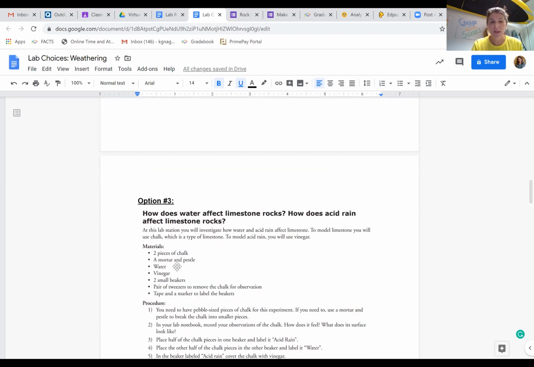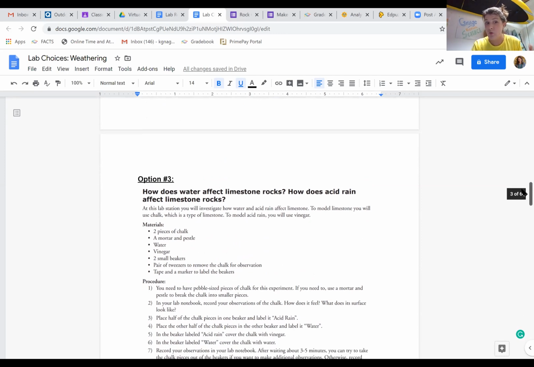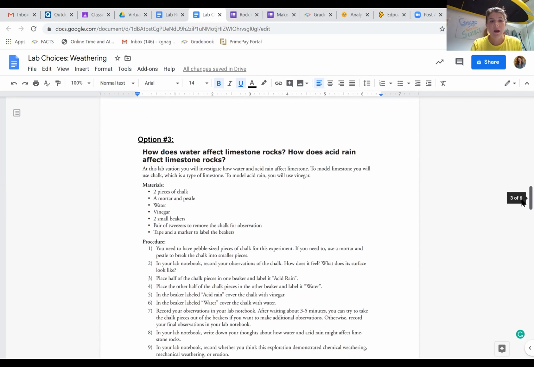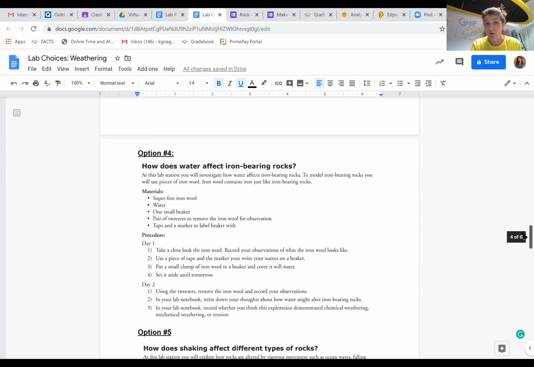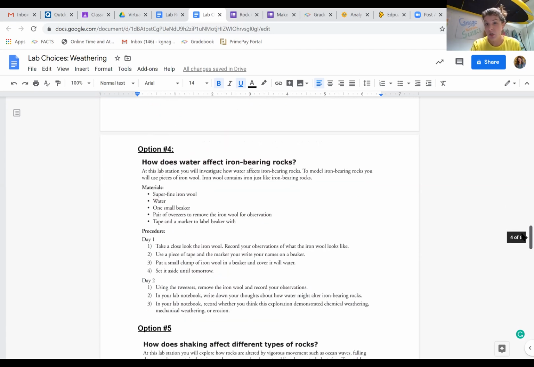This one says that you need a mortar and pestle. Again, improvise. How can you crush the chalk at home? You might not have a mortar and pestle. Improvise. Google what one is and use something else. All right, so we have option 4. How does water affect iron-bearing rocks? Do you have iron wool at home? This is one that you could do.